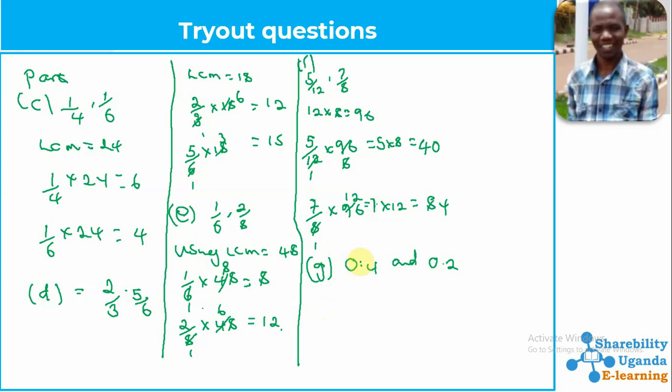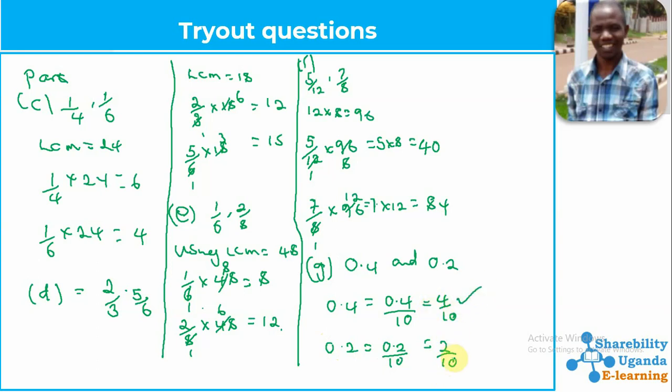When you have these decimal numbers, 0.4 is going to be the same as 0.4 out of 10. Why do we say out of 10? We get our point here, we put a 1, then the remaining becomes 0. So this is the same as 4 out of 10. Then we also get our 0.2, which is going to be 0.2 out of 10, which is also 2 out of 10.